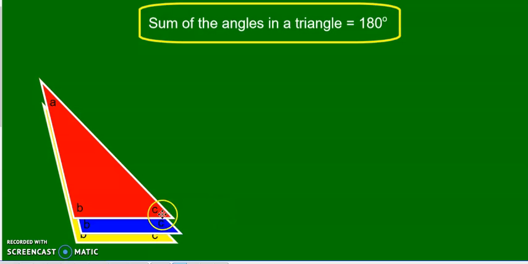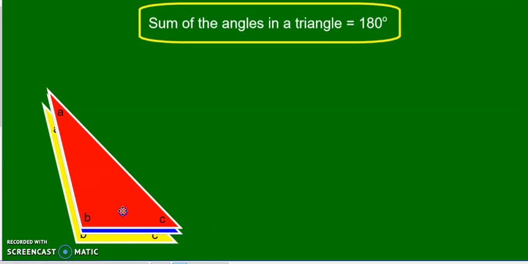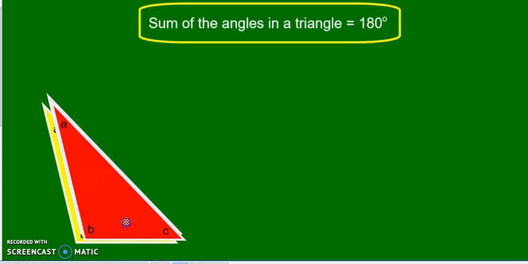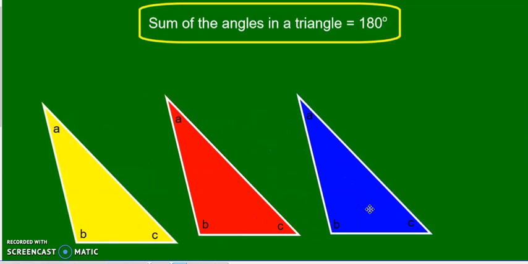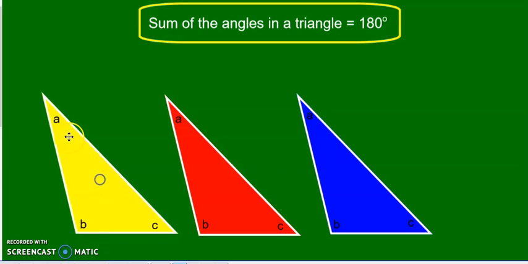Okay, now what I've done here is I've made three identical triangles, right? So I just copied these three triangles. They're all exactly the same. They're congruent. And I labeled all the angles A, B, C, A, B, C, A, B, C. They're all the same. Now what happens if I take each one of these and I line them up next to each other?